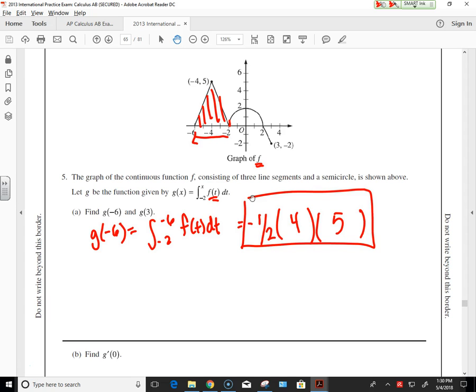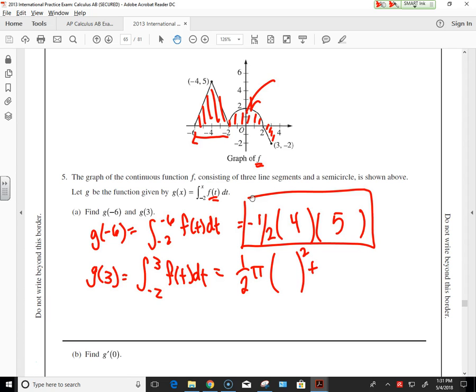Now, that's not the only one, so Riley, you tell me, how do I do g of 3? What do you do? Have to add the area of the semicircle and the little triangle. Good. So how do I do this circle? R is 4. Because diameter, yeah. And then, when I go to do the triangle, what's the area of a triangle?